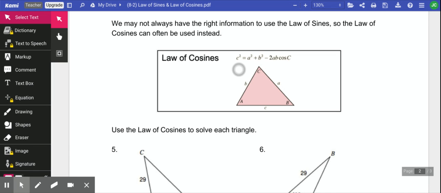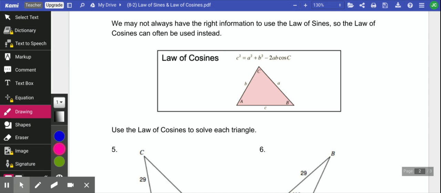You'll notice it starts out, it should look very familiar, c squared equals a squared plus b squared. That's the Pythagorean theorem. And then it's got this part added on, minus 2ab cosine c. This is not something that you need to memorize. You'll have this formula to use on tests and stuff. You just need to be able to use it.